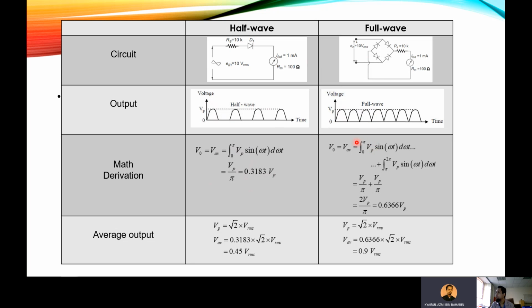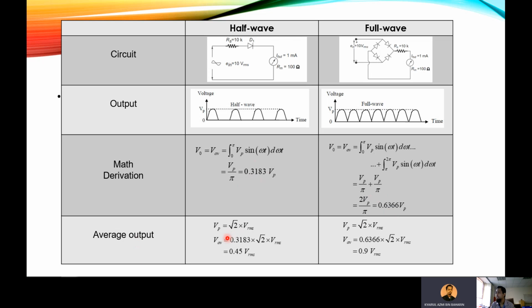For full wave, from 0 to pi we get one derivation, and then from pi to 2 pi we get another part. From 0 to pi we get half of the cycle, and from pi to 2 pi we get the other half of the cycle. So basically we get 2 Vp over pi, where Vp is the peak voltage. That's why we double: 2 times 0.3183 gives 0.6366.